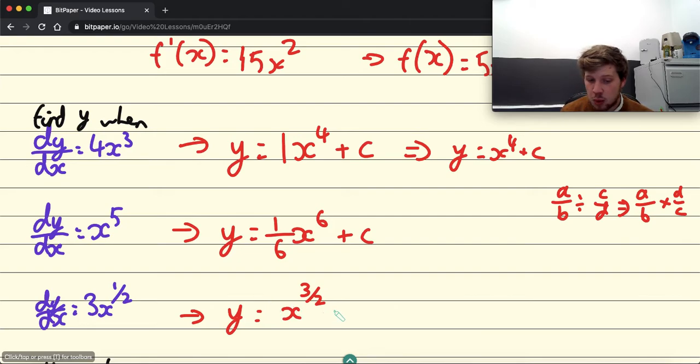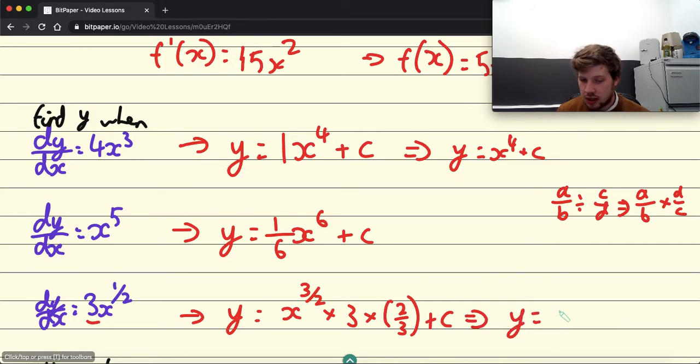So I'm going to multiply this by 3, because that's my coefficient of x, and then multiply it by 2/3. And it's going to be plus c. So therefore, for this scenario, I'm going to get y equals 2 lots of x to the power of 3 over 2.